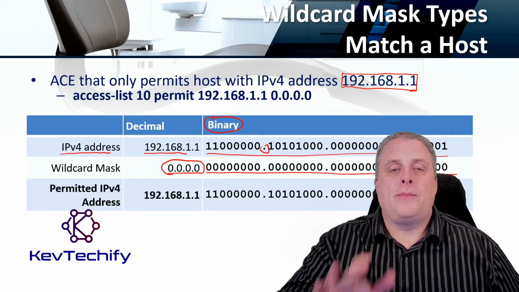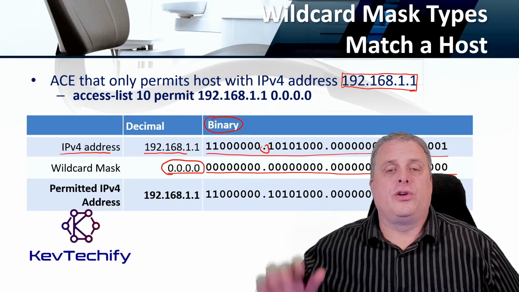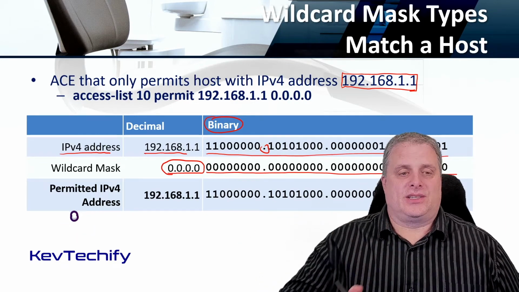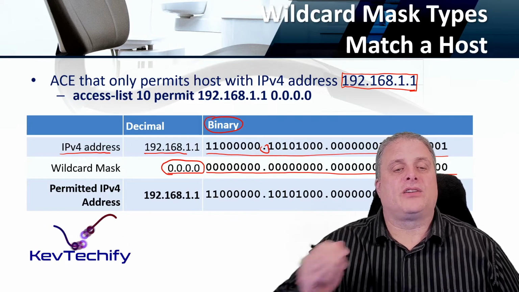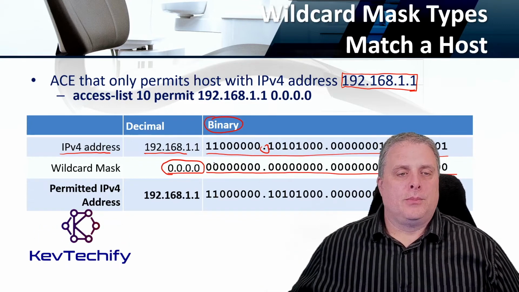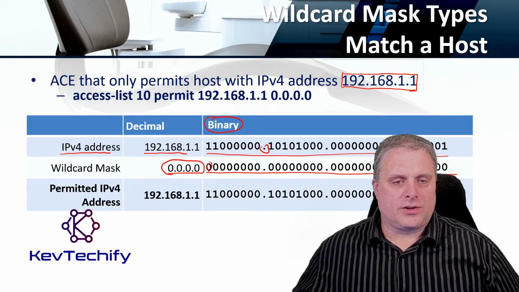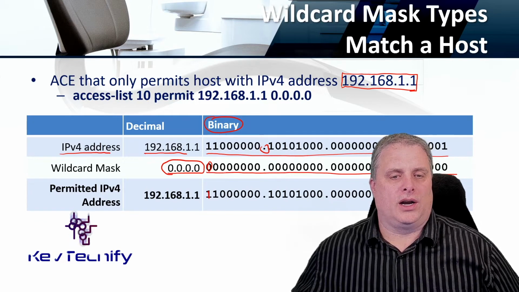Because we are matching every bit, we want to look at all 32 bits. And that gives us the addresses that are allowed through, and it's only one IP address. And how did we get that? Because there's a 0 in this wildcard mask right here, the first one is a 0, we want to match this. So it has to be a 1 here.